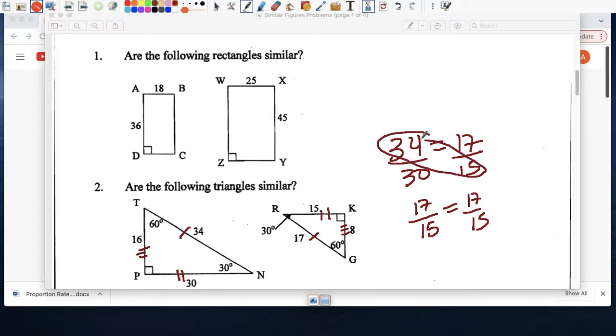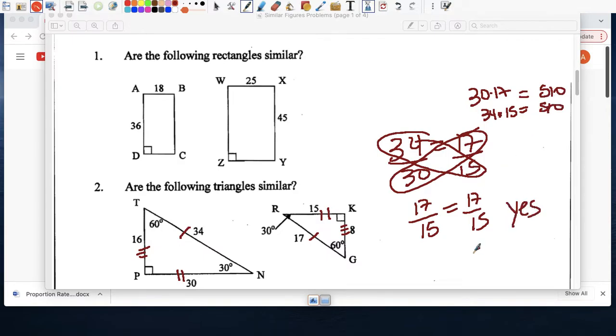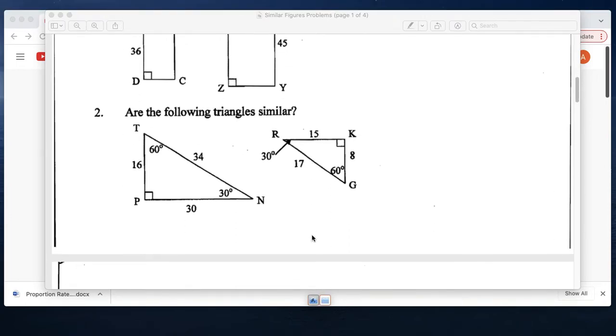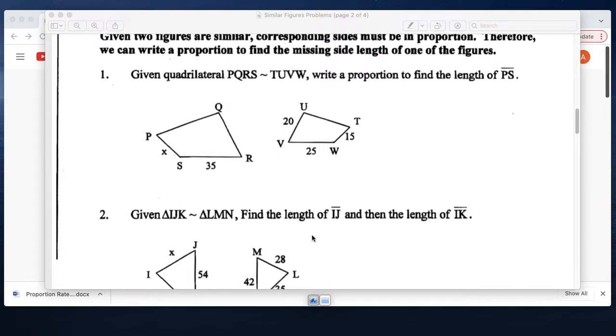Again, you could cross multiply these two. 30 times 17, and then 34 times 15, and they both will give you 510. Okay, so yes, these are similar triangles or similar figures. All right, so that's that for that.